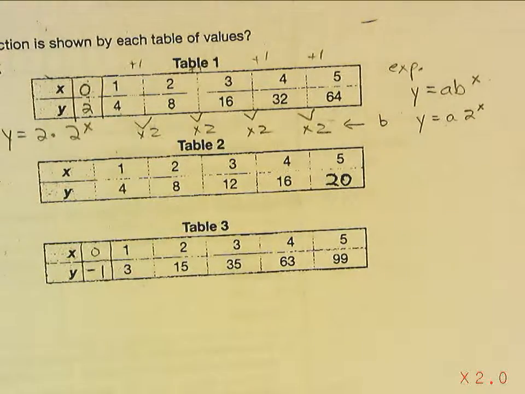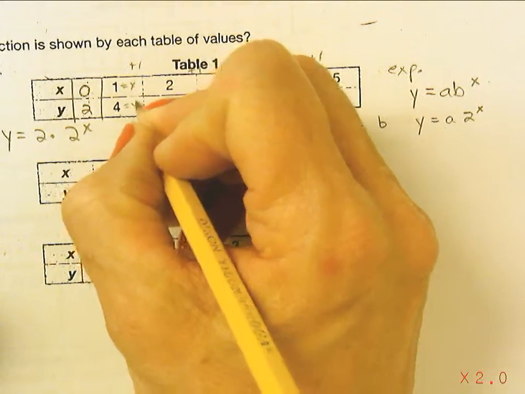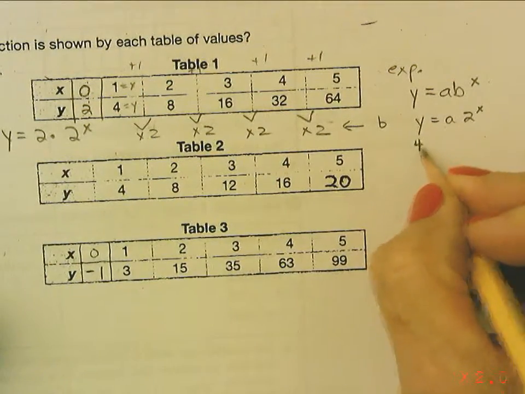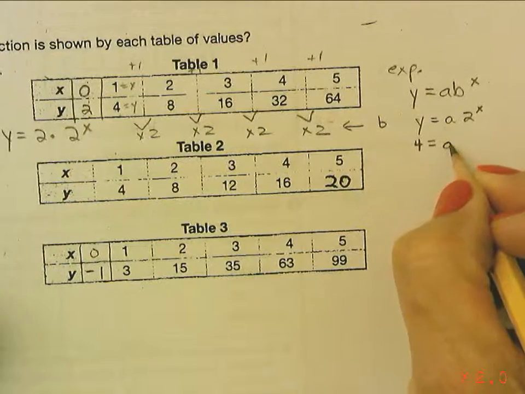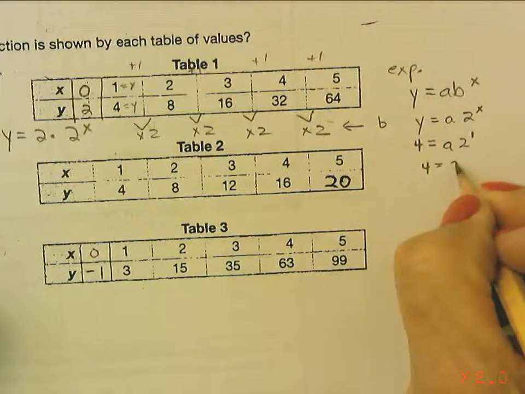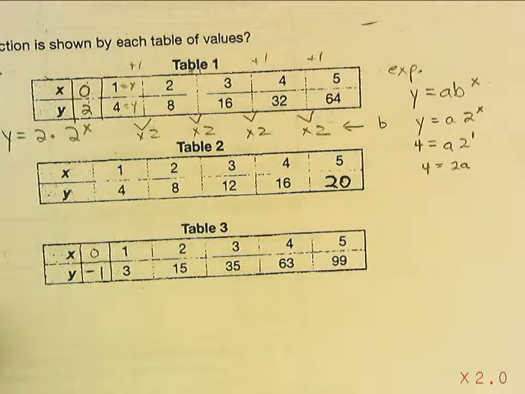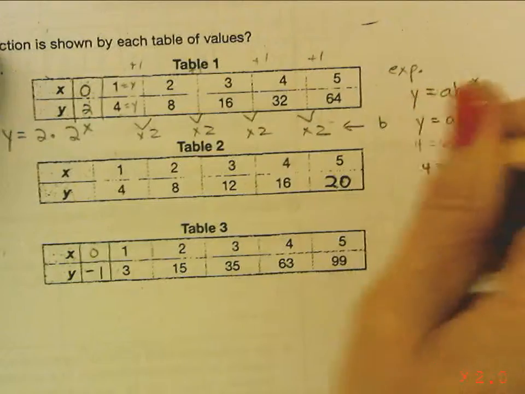But I wonder if there's another way I can check. And then I remember, oh yeah, there is another way. I can substitute 1 for x and 4 for y. So I can say 4 equals a times 2 to the first. 4 equals 2a, so a equals 2, and I realize I'm correct.